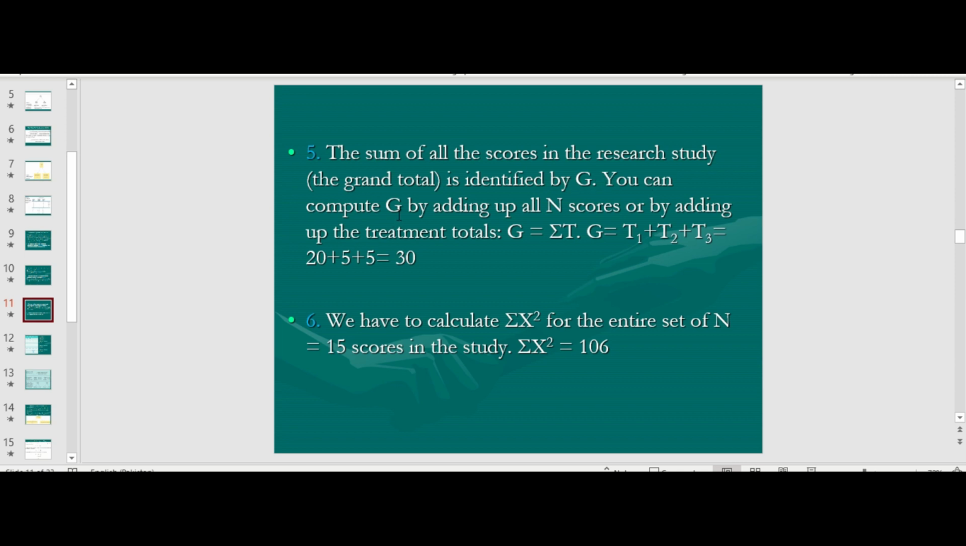You can compute G by adding up all the n scores or by adding up the treatment totals. G is equal to summation T, or G is equal to T1, T2 and T3, इन सबको हम अगर प्लस कर लेंगे तो हमारे पास ग्रैंड टोटल आ जाएगा, which is denoted by G. We have to calculate summation x square for the entire set of data, that is n, 15 scores in the study. So the summation x square is equal to 106. Practically we will do all these calculations.